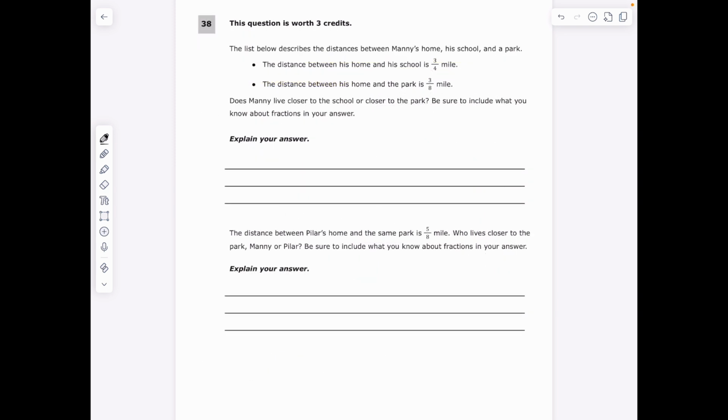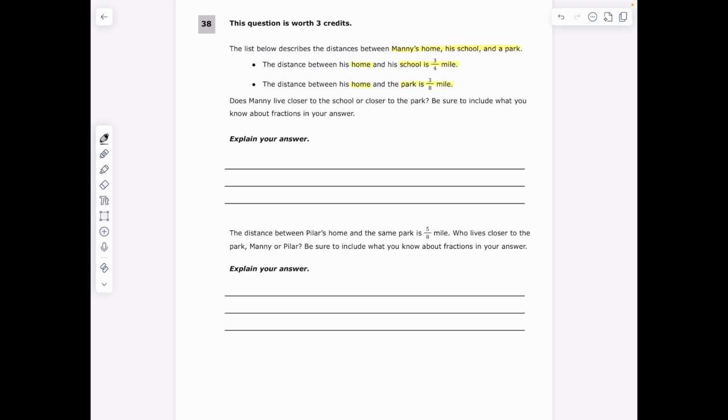All right, here's the last one, 3 points. There's a whole bunch of different combinations that can come in. We have to answer, it says explain your answer for 2 parts, and we're going to show some work. So we're going to start by reading through. There's a lot of detail. The list below shows the distances between Manny's home, school, and the park. So between his home and school is 3/4 of a mile. Between home and the park is 3/8 of a mile.